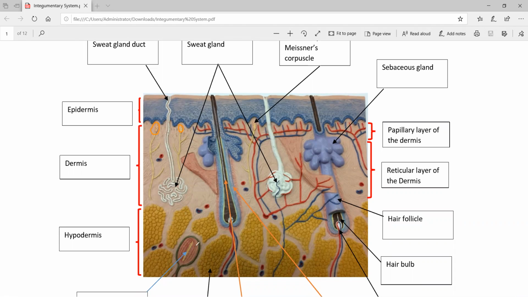Then you have these down here, looks like a peeled onion, okay? So they have that layer after layer after layer. That is your lamellated or Pacinian corpuscle.